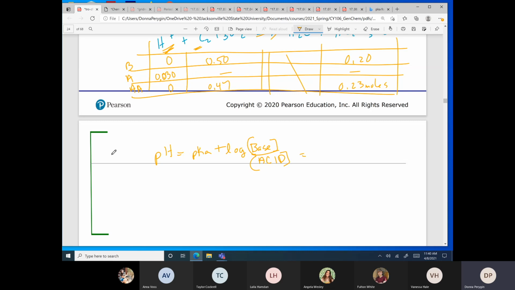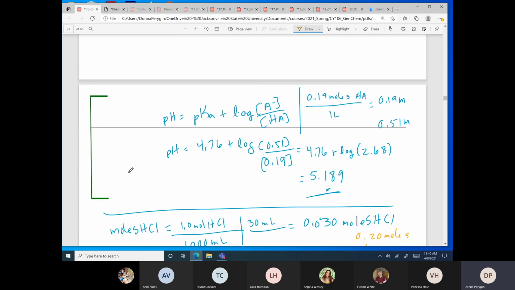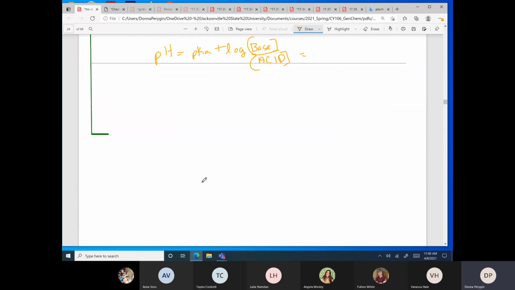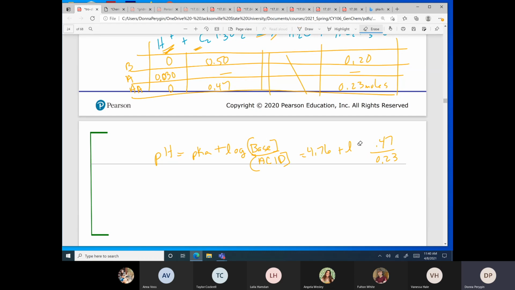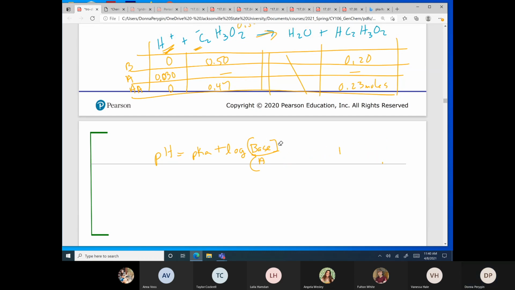Is equal to, and our pKa for acetic acid here is 4.76. So I'm going to have to work this problem out. So that's going to be 4.76 plus the log of 0.47 over 0.23. Is that right? Calculate the pH of a 1 liter solution upon the addition of 30 milliliters of, no, that's not right. They didn't even do that part right. We can't use that. Oh, let me back up.